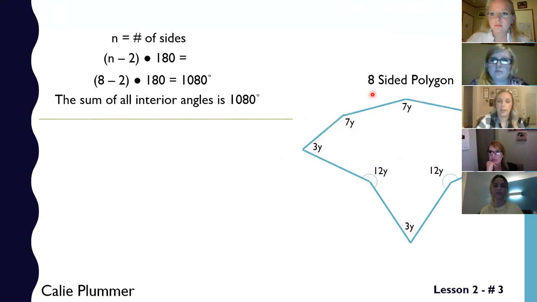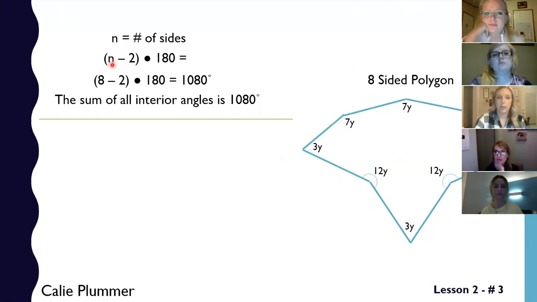The formula to find that is n minus 2 times 180. The letter n represents your number of sides. So here we would do 8 minus 2, which is 6, times 180, and we get 1,080 degrees. So we know that all of these angles, when you add them together, equal 1,080 degrees.